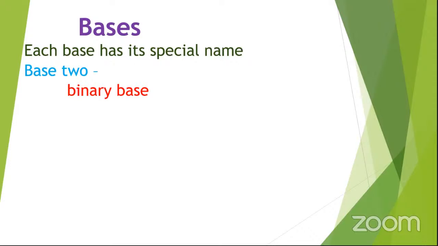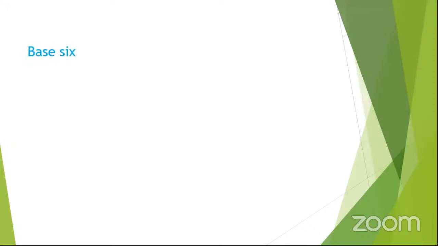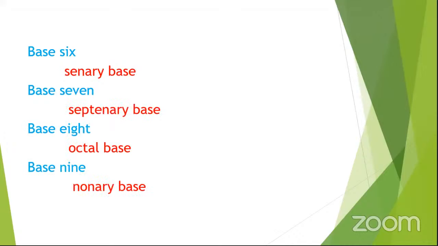Then we have base 3. Its special name is ternary base. Then we have base 4. Its special name is quaternary base. Then we have base 5. Its special name is quinary base. We have base 6. Its special name is senary base. We have base 7. Its special name is septenary base. We have base 8. Its special name is octobase. And base 9, its special name is nonary base.